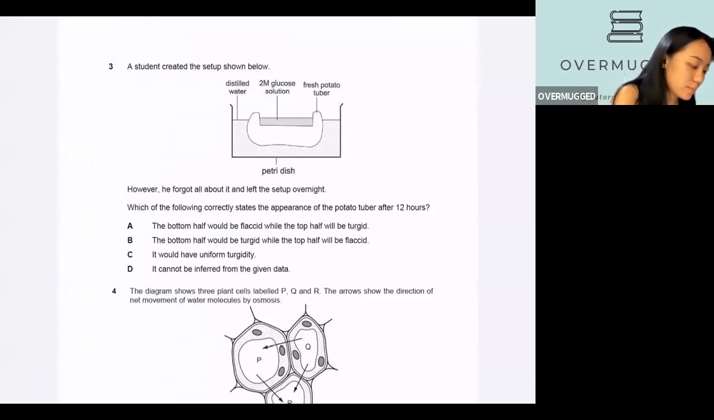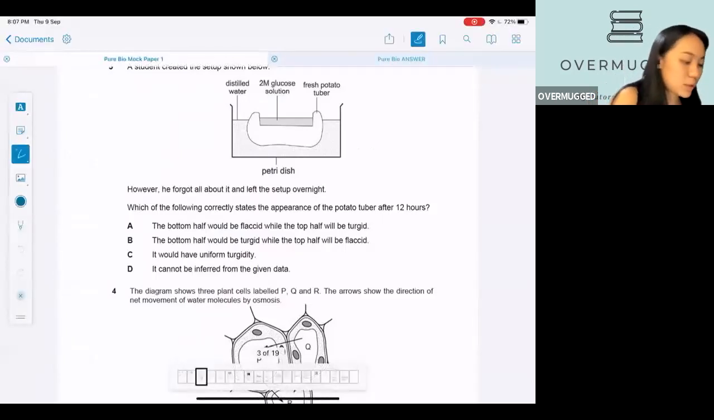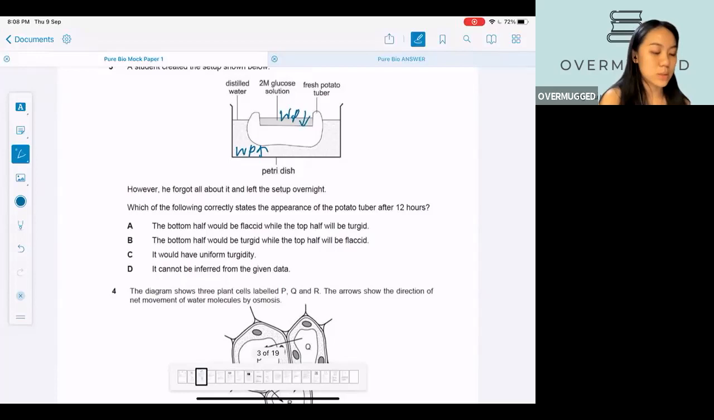This setup shows a potato tuber, a 2 mole glucose solution, and distilled water at the bottom. So the water potential is very high here, and the water potential is low here. And what happens to this after 12 hours? Because it has 12 hours, in general, water will move from a region of higher water potential to a region of lower water potential, which means that water will move in this direction.